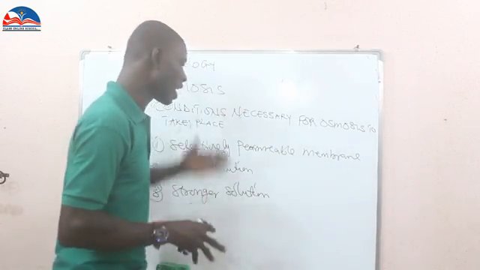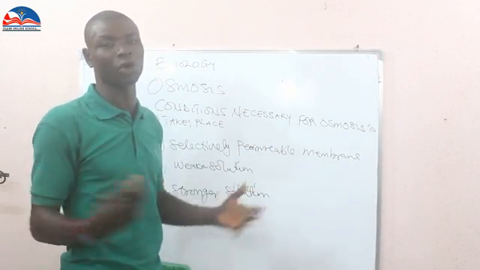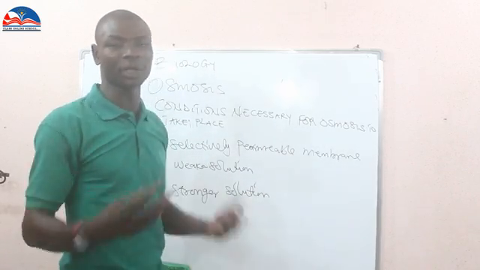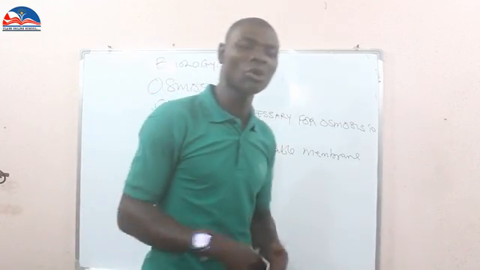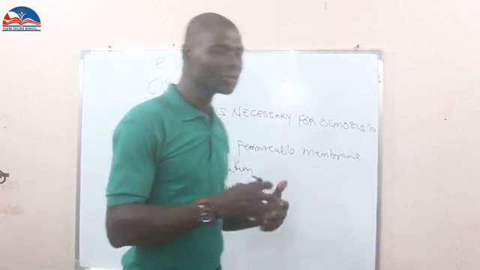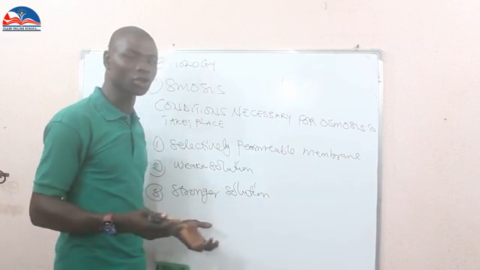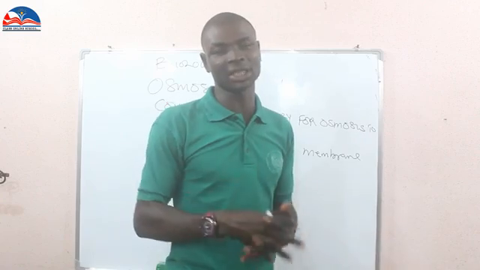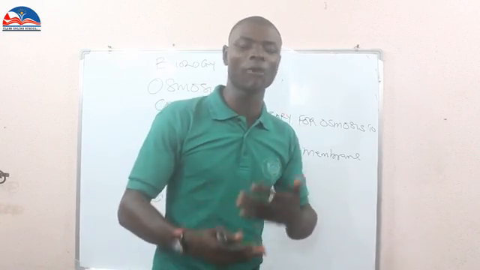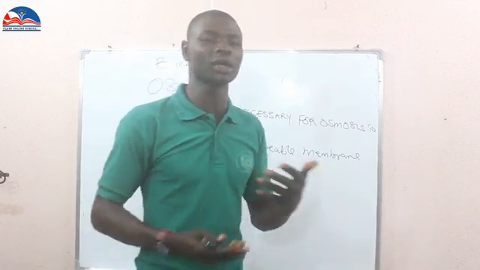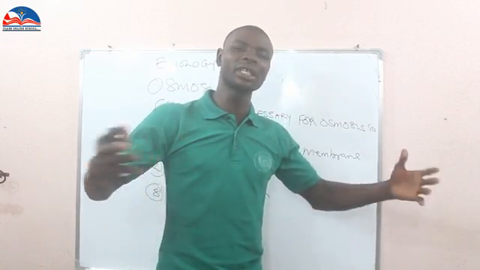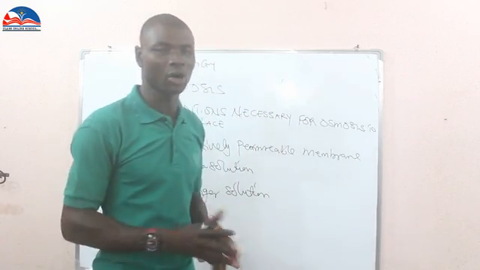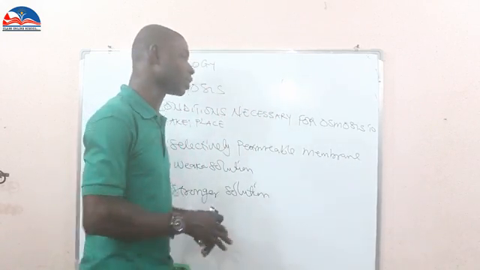Now, as we have these three conditions that must be present for osmosis to take place, we also have the importance of osmosis. What are the importance of this osmosis? Osmosis is very, very important because it helps in getting rid of waste products in the body system. It helps in removing all those waste products in the body, thereby creating more chance for the body to accumulate more nutrients or other important material in the body system.